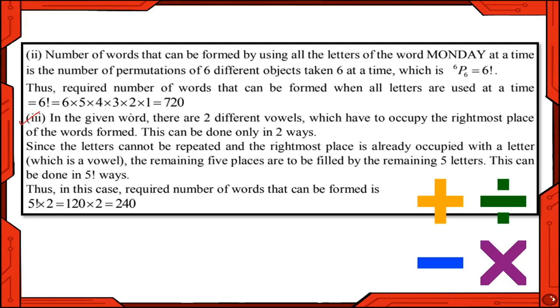The second is very simple. It is given that there are 2 different vowels in this given word, because the word is Monday, right? So out of these, O and A, these 2 are vowels which have to occupy the rightmost place of the words formed. This can be done only in 2 ways. Since the letters cannot be repeated and the rightmost place is already occupied with a letter which is a vowel.